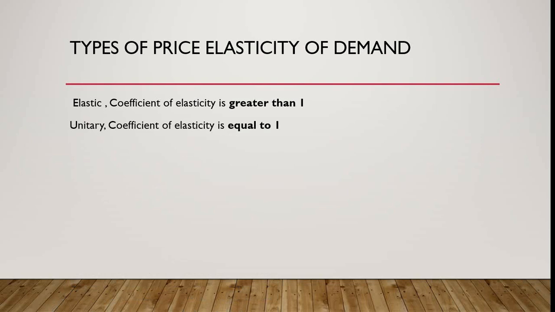So if the percentage change in quantity demanded is equal to the percentage change in price, then you're going to get 1. That's our coefficient of elasticity. And so their change is just equal to the change in price. Okay. Then you have inelastic demand. Now, for inelastic demand, the coefficient of elasticity is less than 1. With elasticity, we take the percentage change in quantity demanded divided by the percentage change in price.